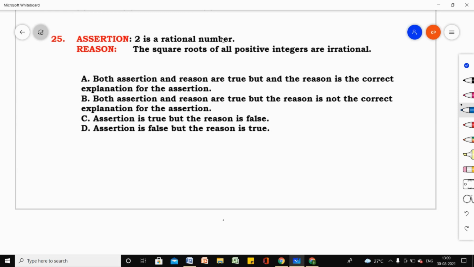25th question, assertion: 2 is a rational number. We all know that 2 can be expressed as p by q. So it is a rational number. Assertion is a true statement. Reason: the square root of all positive integers are irrational numbers. It is a false statement because if I take the square root of a positive integer, for example 4, the square root of 4 is plus or minus 2, which is a rational number. But the statement for the reason is that the square root of all positive integers are irrational, which is a false statement. So assertion is true and reason is false. So option C is the correct answer for the 25th question.